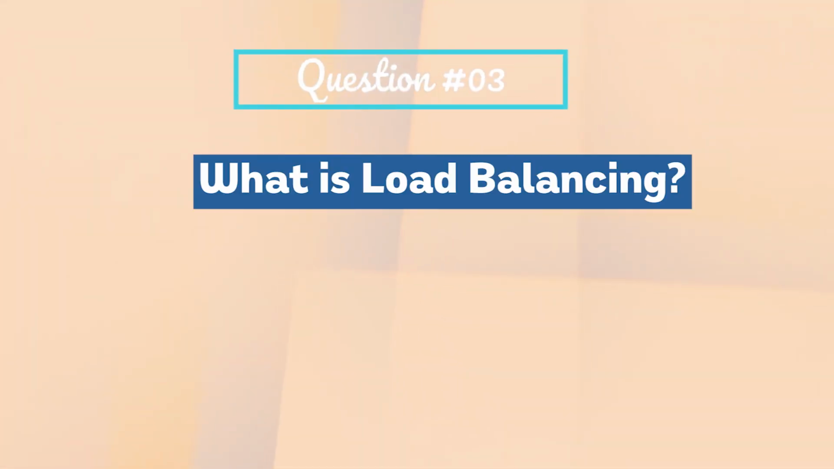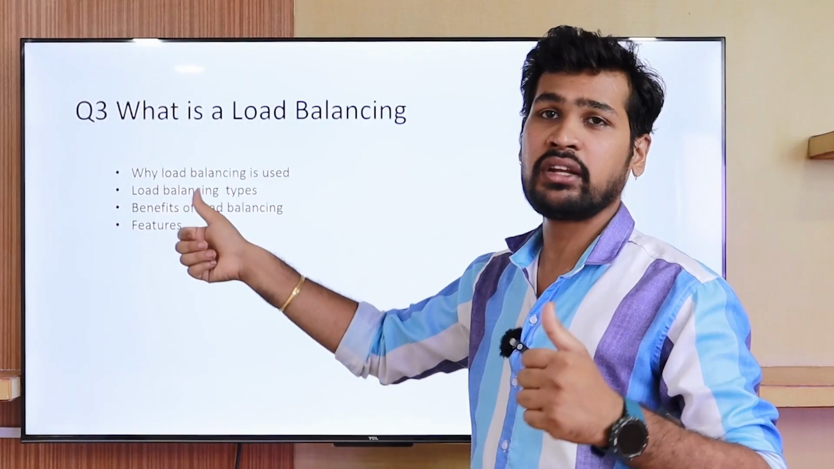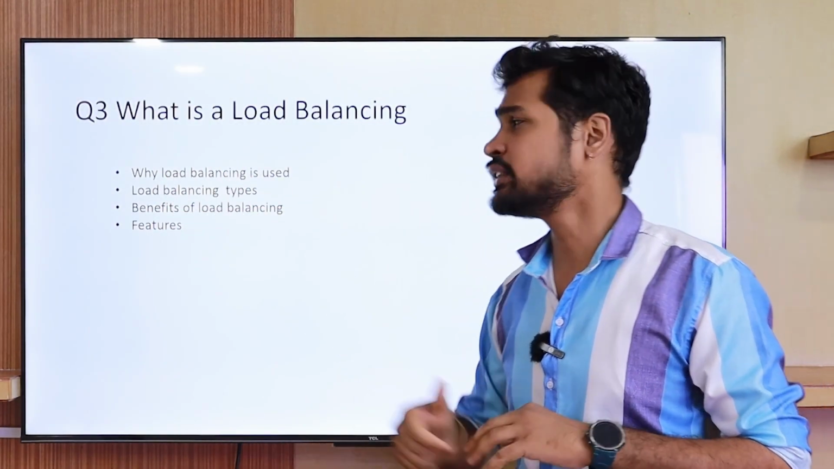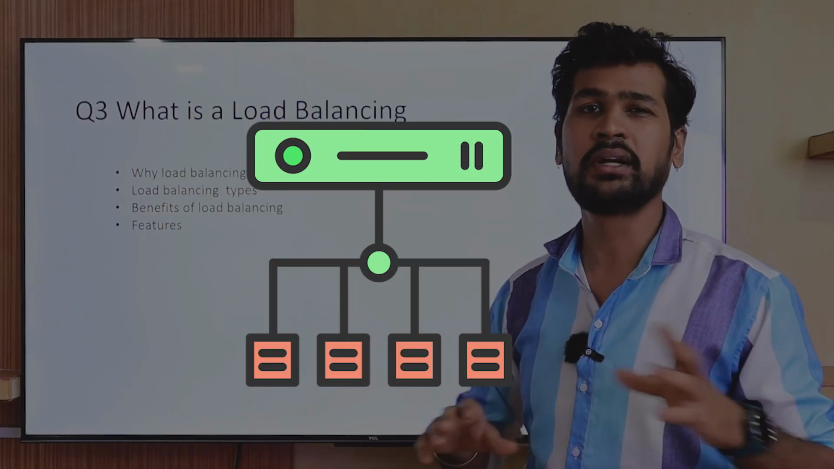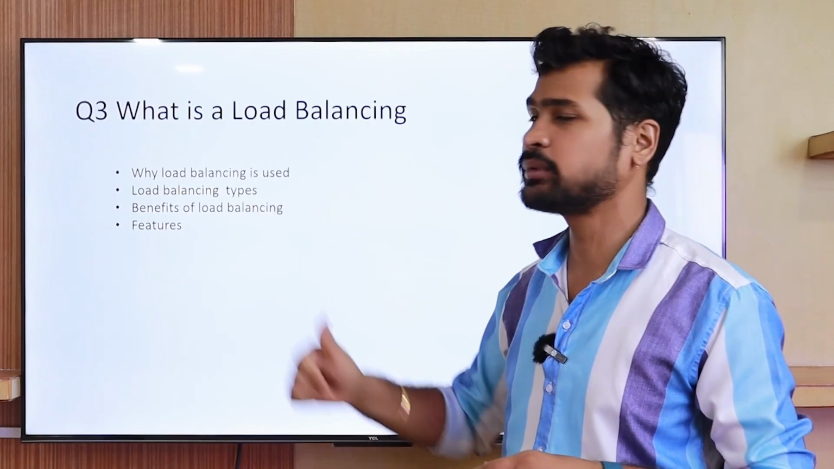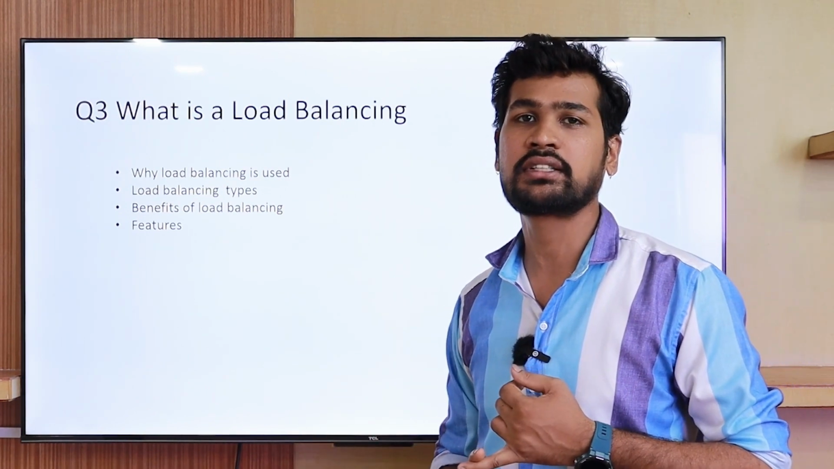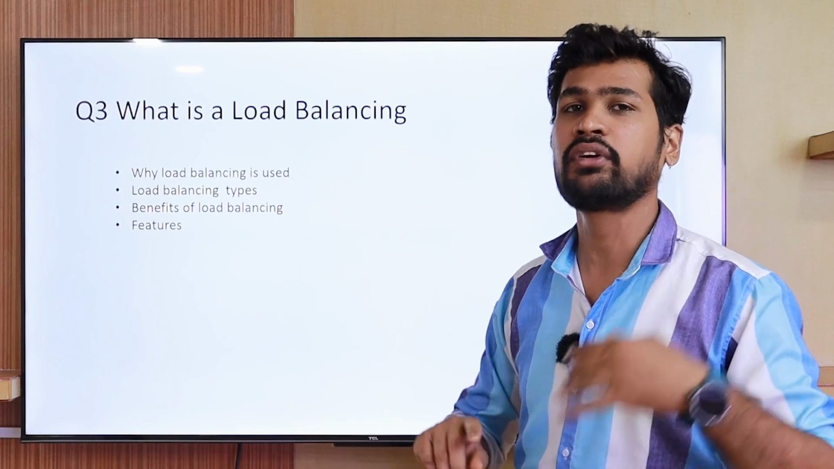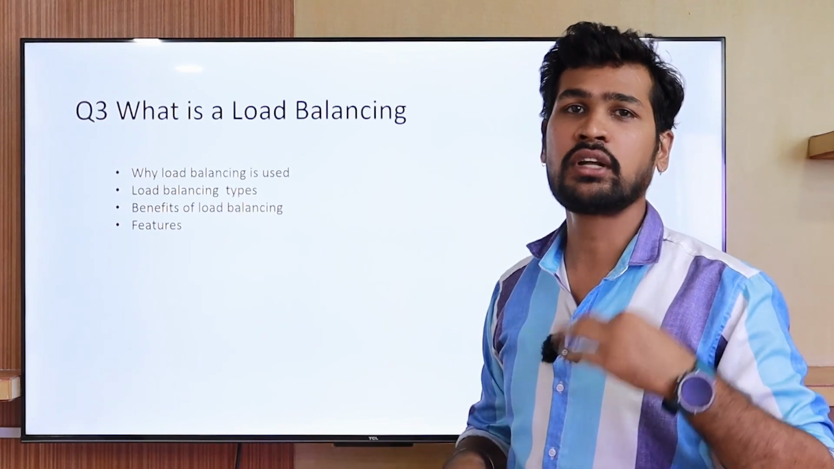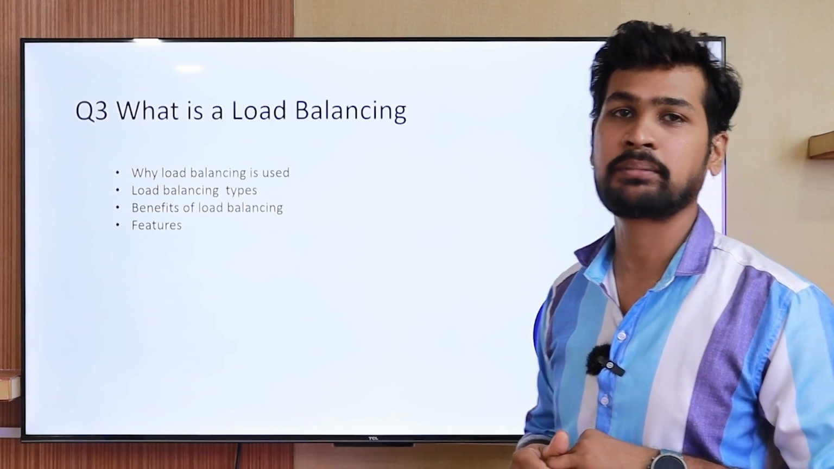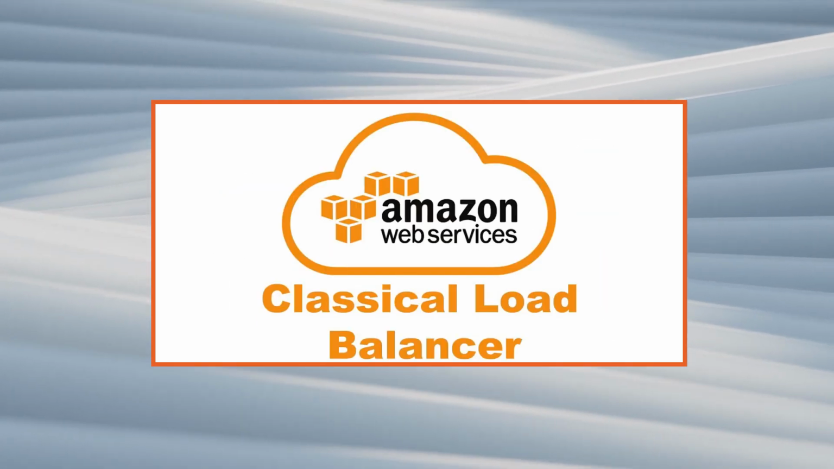Third question, what is load balancing? Here you need to explain why load balancing is used. Load balancing is a distribution of load across multiple servers. Not only distribution, we have other features: you can integrate with SSL, and you can integrate health checks for your application. And mention load balancing types. We have three types: application load balancer, network load balancer, and classic load balancer.